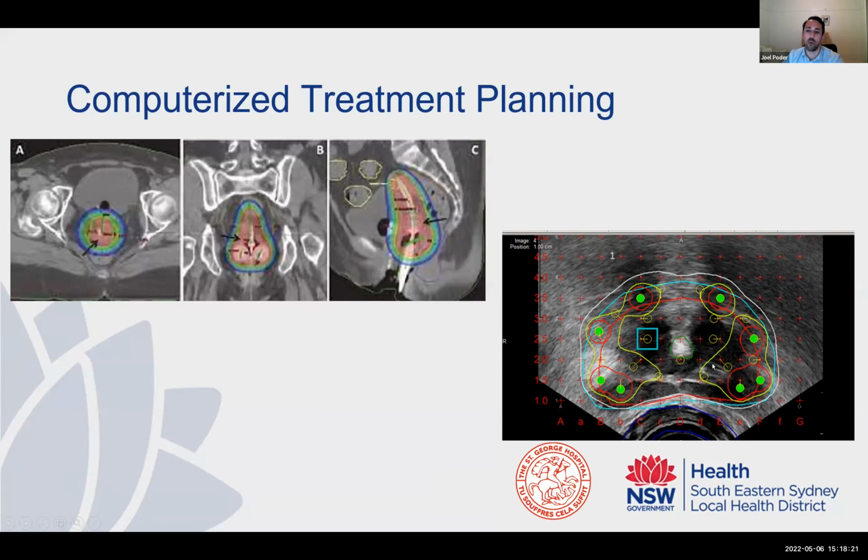So similarly to what we can see for the cervical cancer treatment, we can have three-dimensional dose distributions and dose volume histograms that we're able to use to assess the quality of the treatment plan. So again, we've come such a long way in only 60 years of brachytherapy treatment planning.